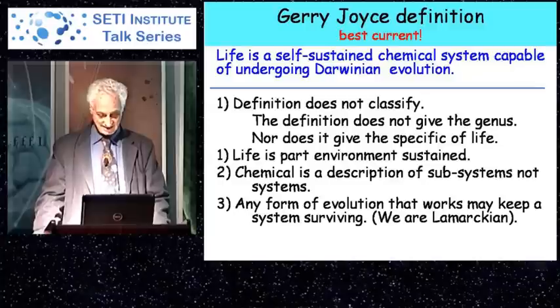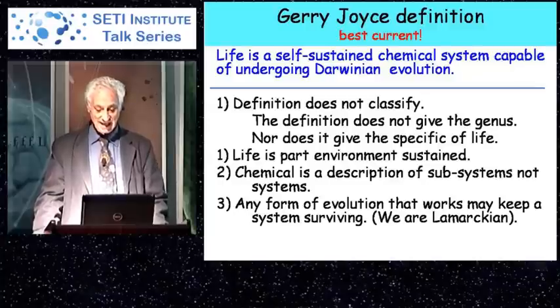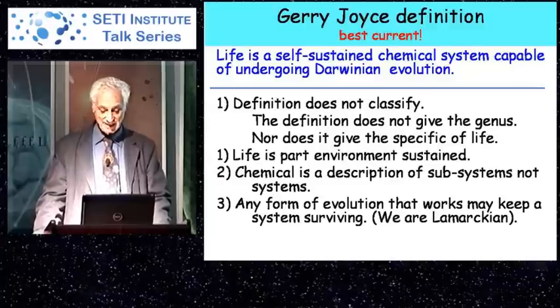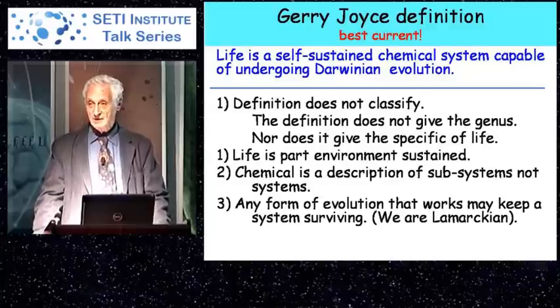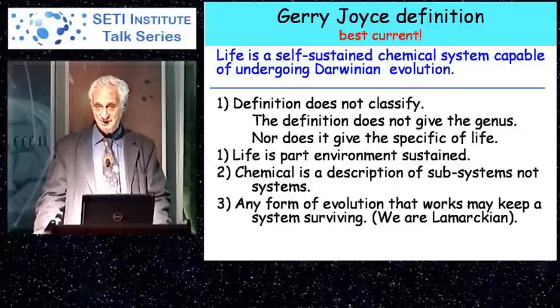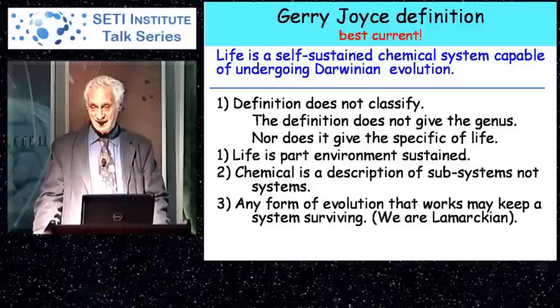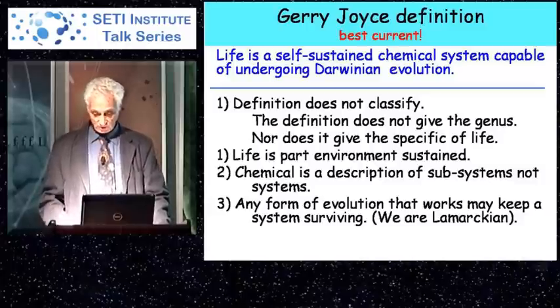And as Steve Benner pointed out to me, any form of evolution that works may keep a system surviving. And currently, we are a technological society, and our technology developed as a Lamarckian process, not a Darwinian one. So any form of evolution will work.